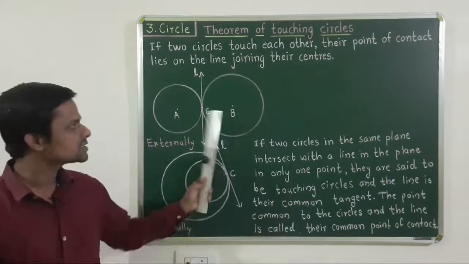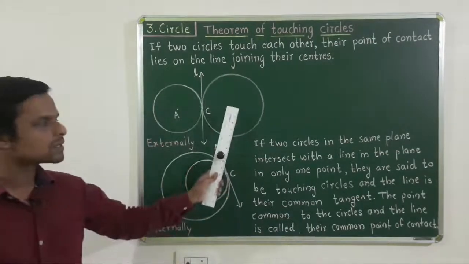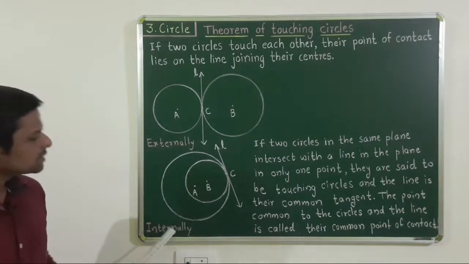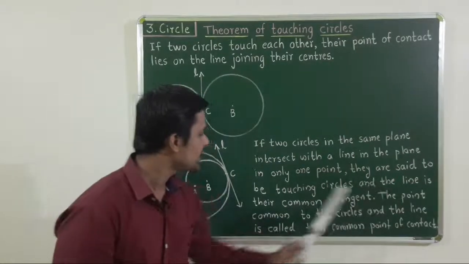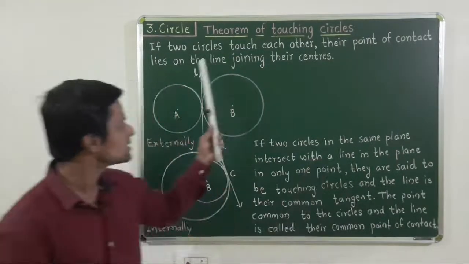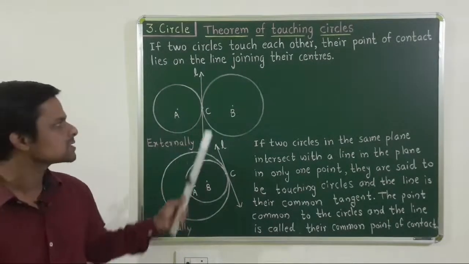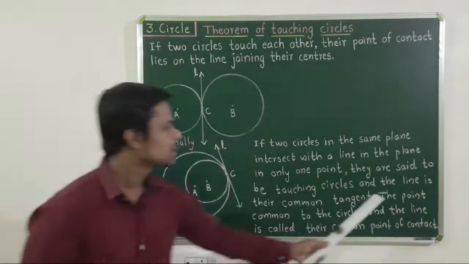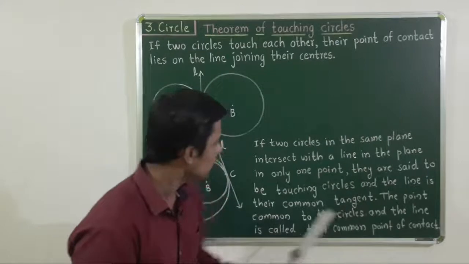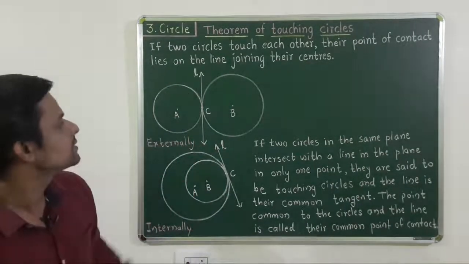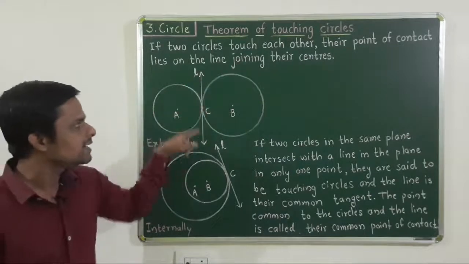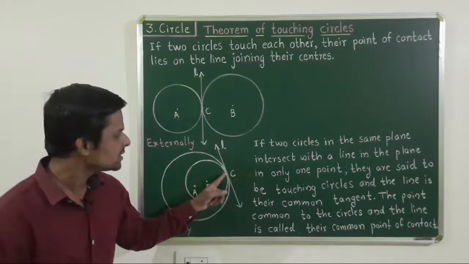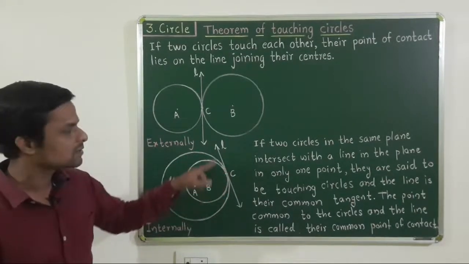Now these two are touching circles, but their names are different. These are externally touching circles, and these two circles are internally touching circles. And the line is the common tangent. This line L is a common tangent for both circles, meaning line L is tangent to this circle, and line L is tangent to this circle also. The point common to the circles and the line is called their common point of contact. Here also point C is the common point of contact for both circles and line.